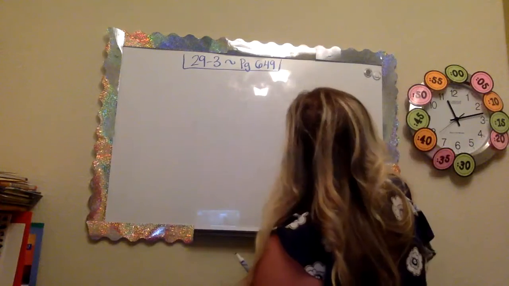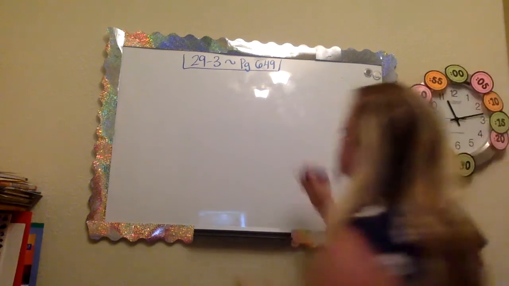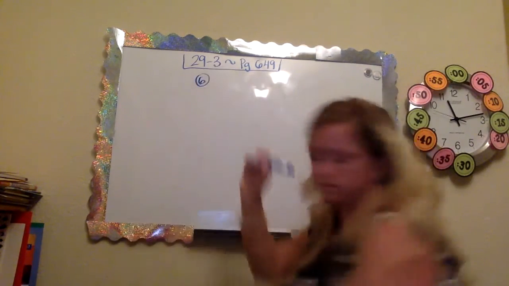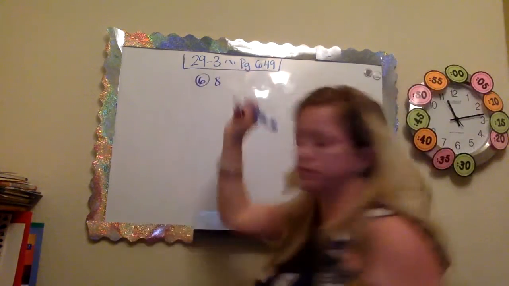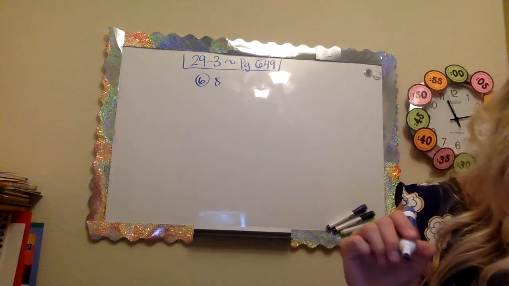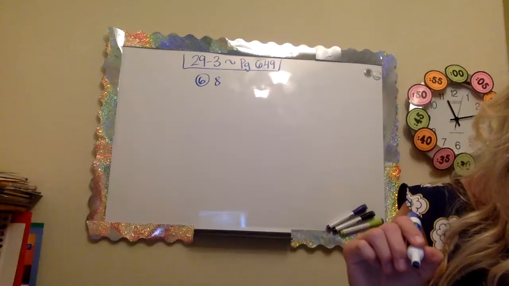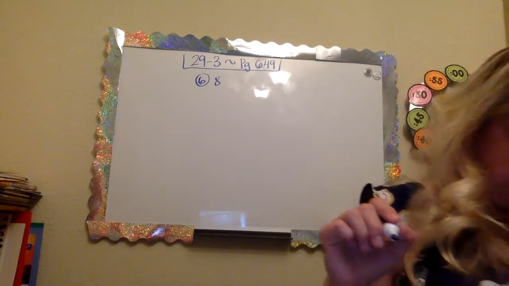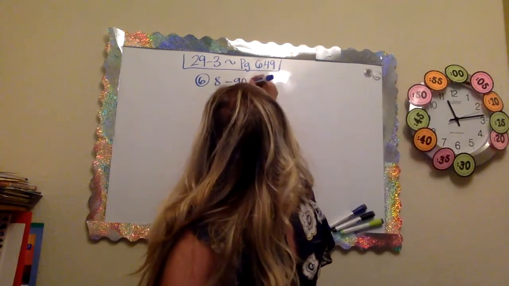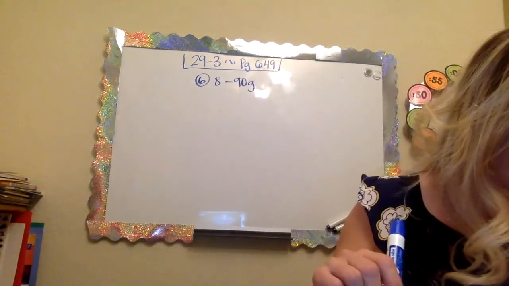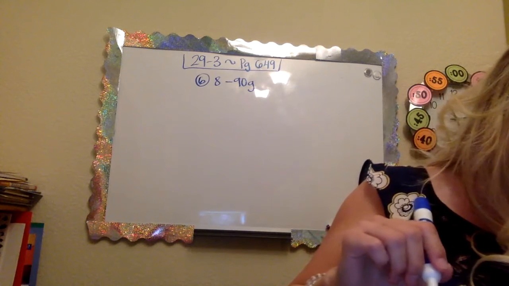Number 6. Marcus has 8 packs of pretzels in a paper bag. Oh, we have groups. Each pack of pretzels is 90 grams. Okay, so Marcus has 8 packs of pretzels in a paper bag. Each pack of pretzels is 90 grams. So each one is 90 grams. The bag is 85 grams. What is the mass of the paper bag with the pretzels in it?